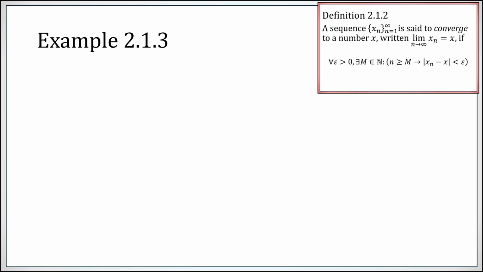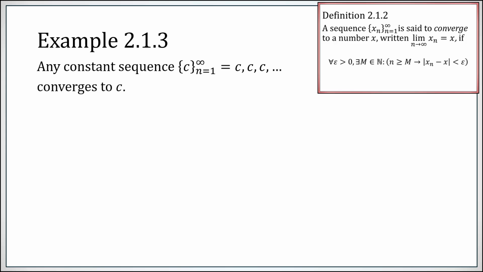So here's an example, 2.1.3. A constant sequence. Does it converge? Yes, it converges to whatever that number is. So let's actually put together a proof. You may be rolling your eyes and saying, obviously it's converging, but it's important to master the definition of a converging sequence having a specific limit so that you can put together a proof.